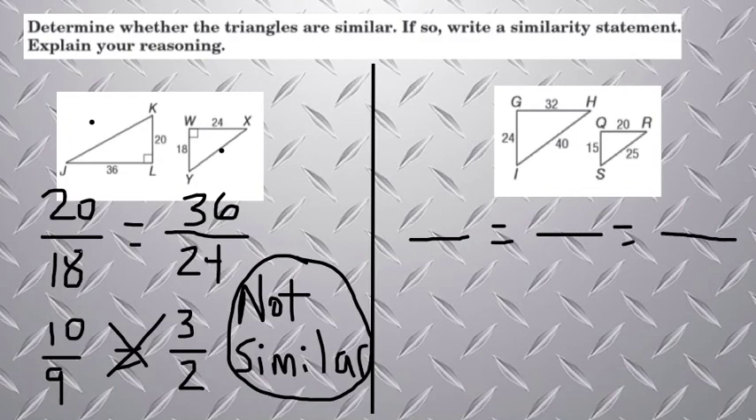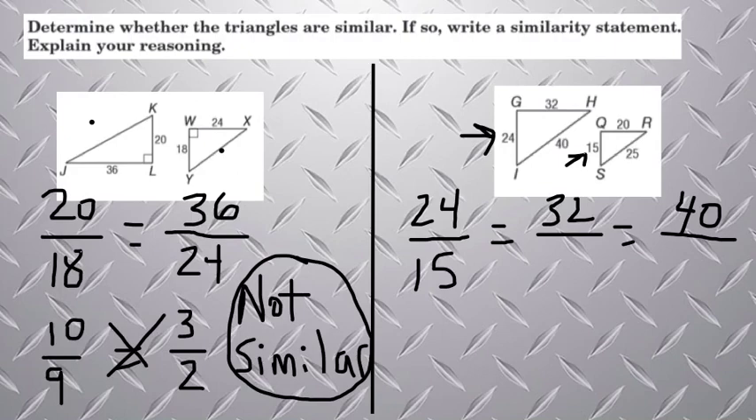So again, I'm going to start on triangle GHI, this one here. Let's look at the smallest number, 24. Go in order, next one's 32. Go in order, the biggest side length is 40. Let's go back to QRS. Smallest one is 15, next one is 20, next one 25. Okay, so no angles, so we're going to rule out AA, we're going to rule out side angle side. The only possible option for this one is going to be side, side, side.